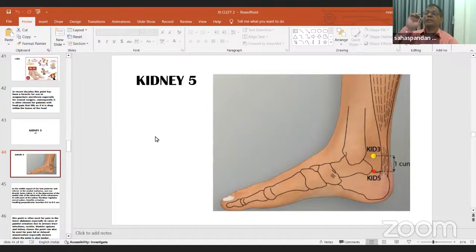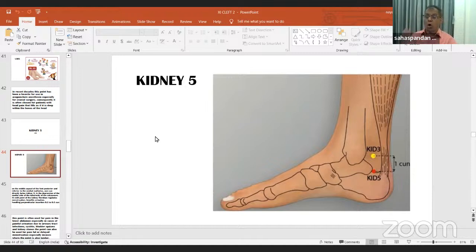This point is always used for pain in the lower abdomen, especially in case of painful urination due to urinary tract infection. If there is a urinary tract infection and urination is painful, directly use this point. Then cystitis, bladder spasm, and kidney stone.